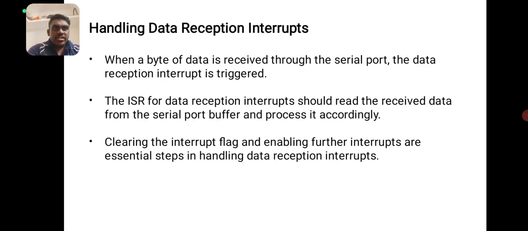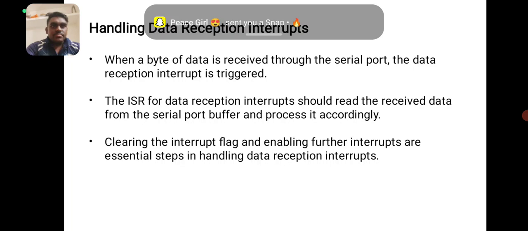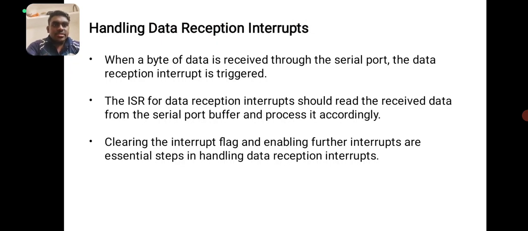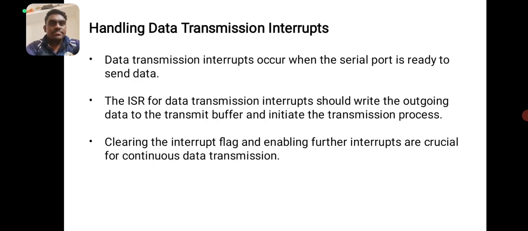Next, handling data reception interrupts. When a byte of data is received at the serial port, the data reception interrupt will be triggered. The ISR of a data reception interrupt should read the received data from the serial port or buffer and process it accordingly. Clearing the interrupt flag and enabling further interrupts are essential steps in handling data interrupts.